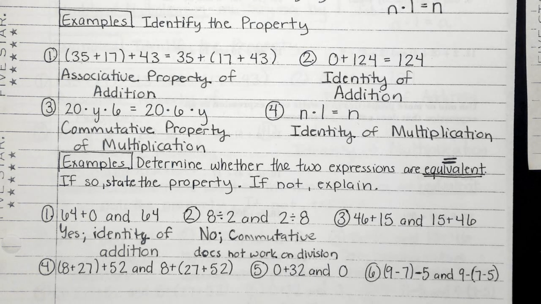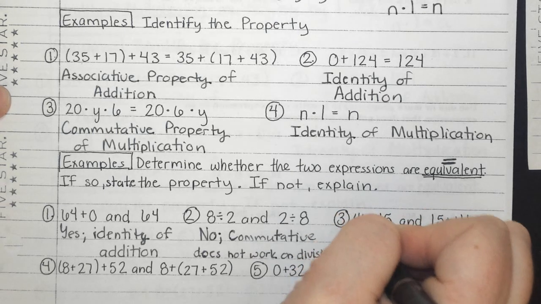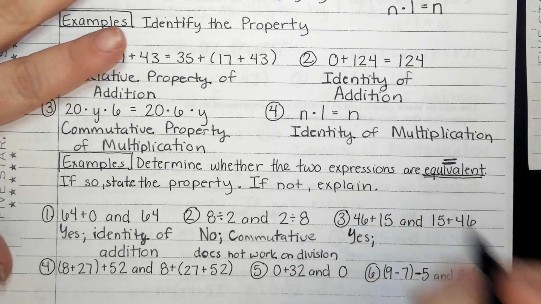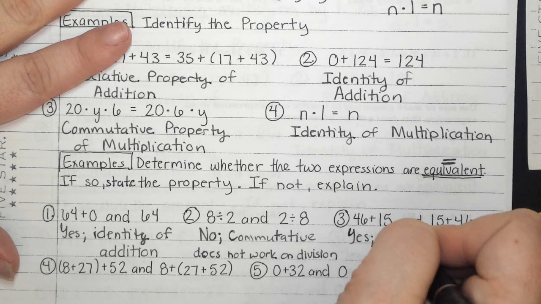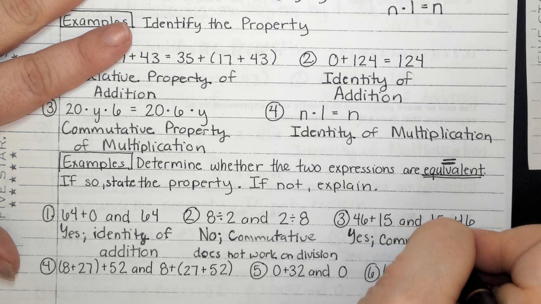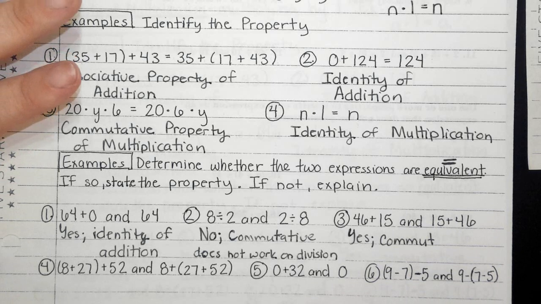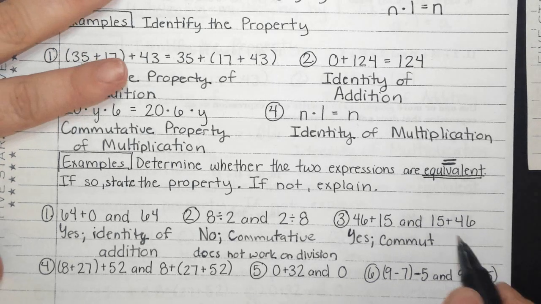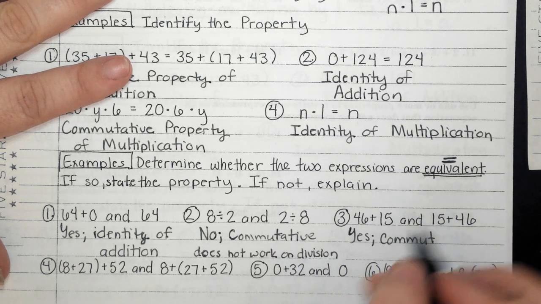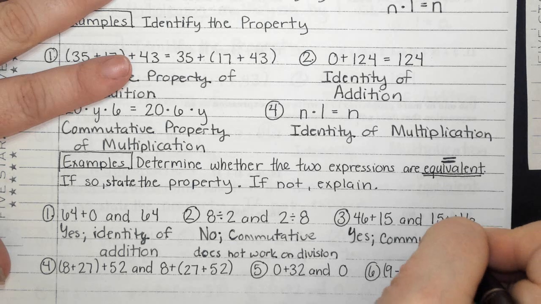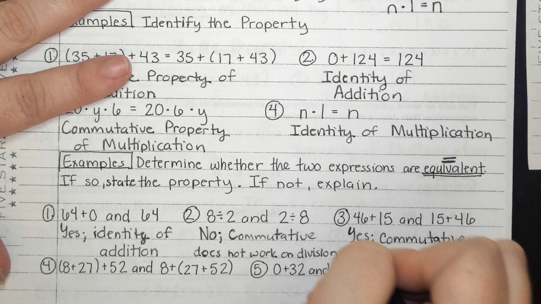All right, on number 3, is this equivalent? Are these the same? RJ? Yes. What property says they're the same? Commutative property of addition. So can we just say on number 2 the commutative property doesn't work? No, the commutative property does work, just not on division. So make sure we're careful there. Commutative property.